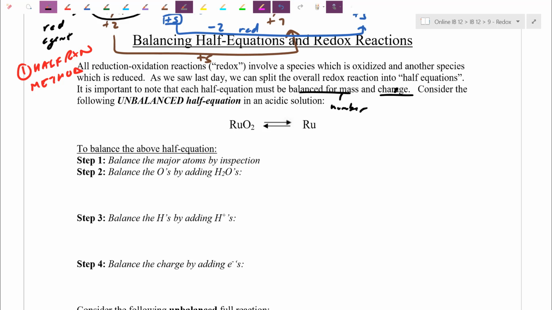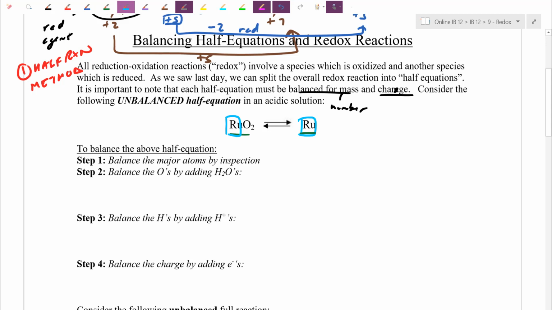So just for practice here, this is sort of partway already through a half reaction method. They already have one half reaction. How do I know this is not a full redox reaction? I just have one chemical becoming one chemical. Here's a nice hint for yourself. I have a ruthenium chemical becoming ruthenium. Probably something has happened to ruthenium.